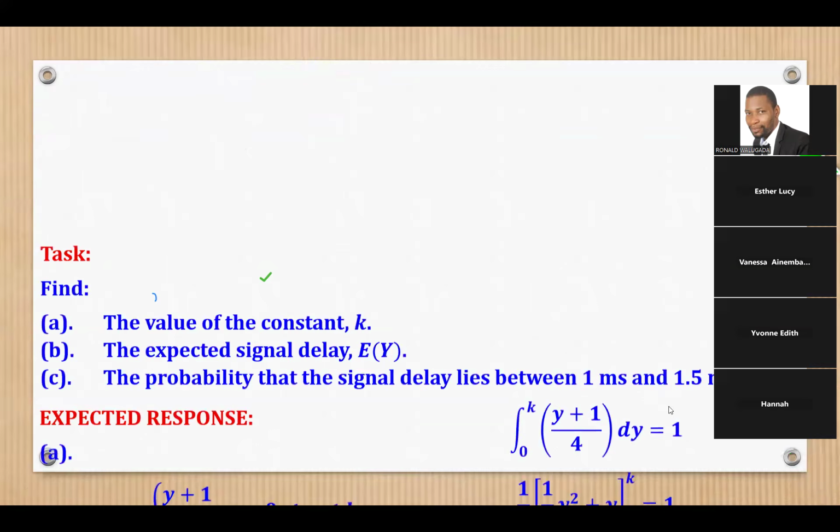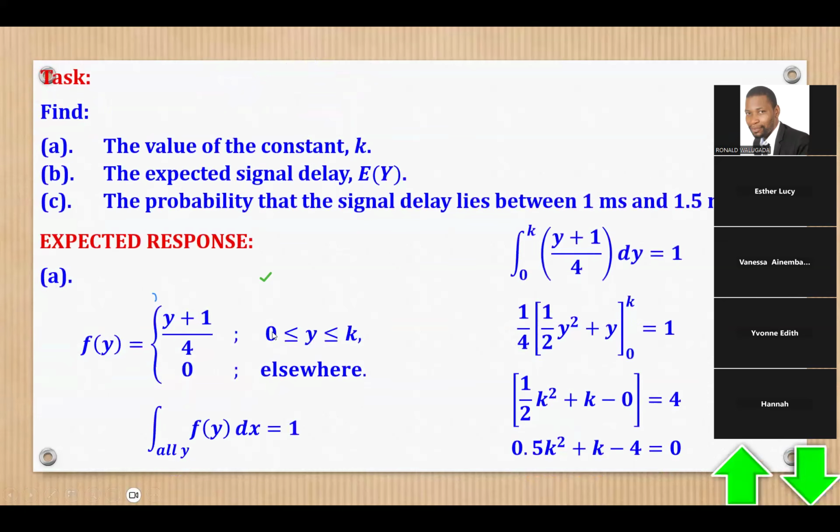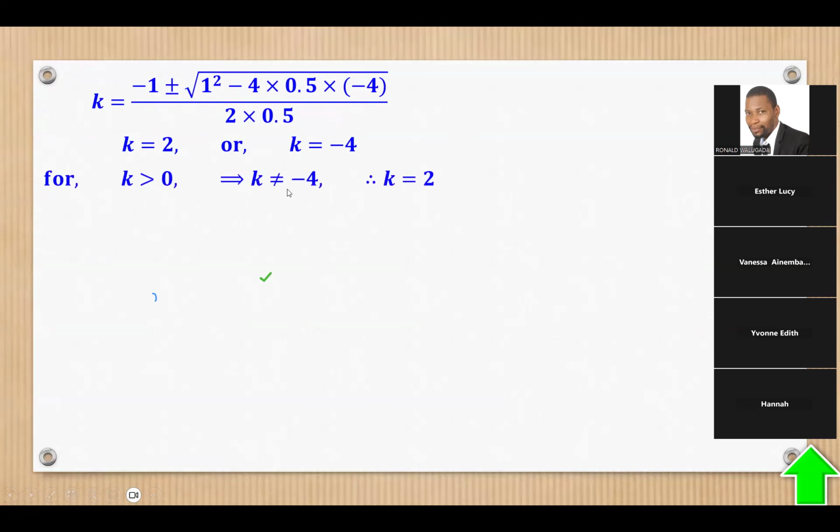Then how do you eliminate? You realize that here the interval says from 0 up to k, meaning that this k must be a positive value. 0 is the smallest and this is the maximum, so this value should be positive. In that case, k cannot be negative 4, therefore our k is 2.